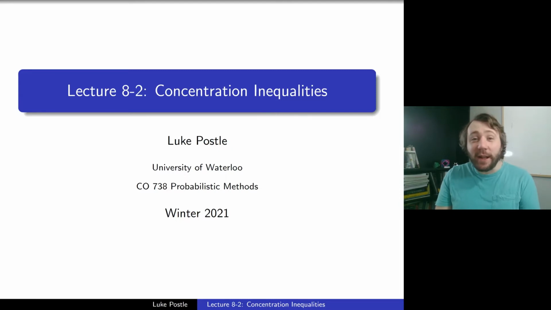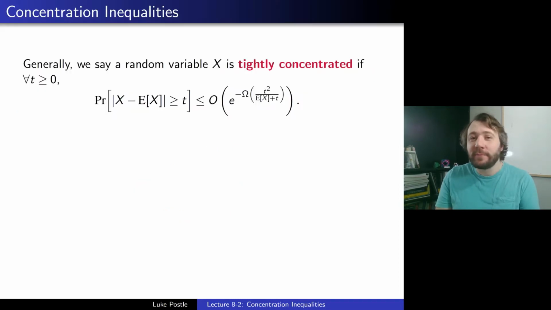Today we'll be discussing concentration inequalities. So what are concentration inequalities? Well, generally we say that a random variable X is tightly concentrated if for all t at least 0, the probability that |X minus its expectation|, so that's the distance there, is at least t is at most on the order of e to the minus t squared over E[X] plus t, with some constants there, so an Omega. So generally we're looking for this exponential decrease in the probabilities there, so for these tails. So this is large deviations.